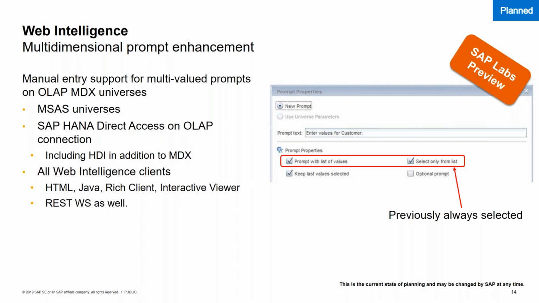One important notice for this specific functionality. First, it was on OLAP universes, OLAP MDX universes, Unix type universes, for the following data sources: Microsoft MSAS and SAP HANA Direct Access with an OLAP connection, including the new HDI view that we support in this SP7 release.